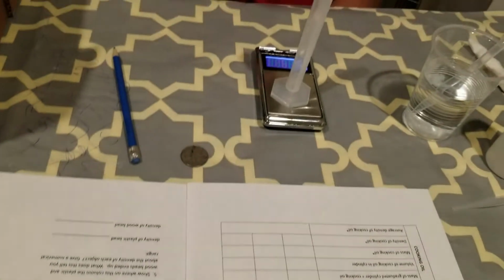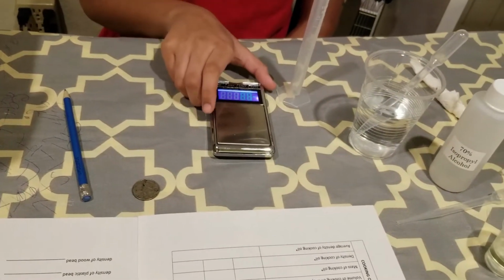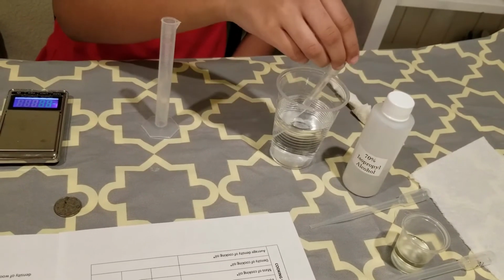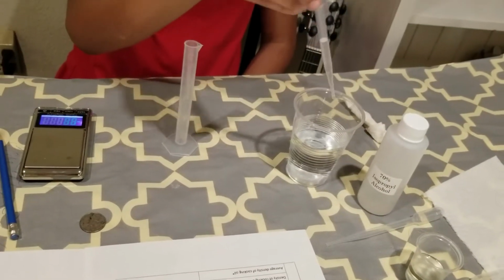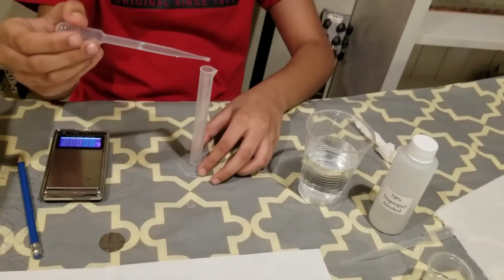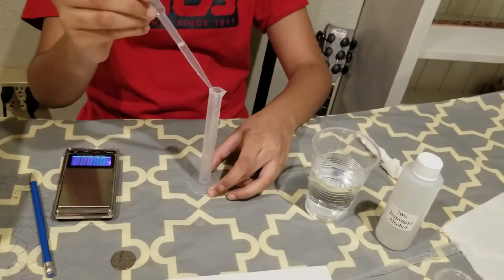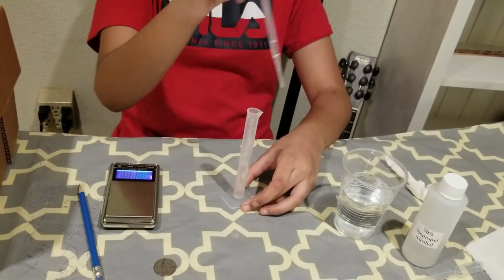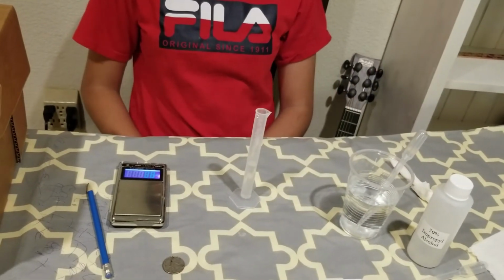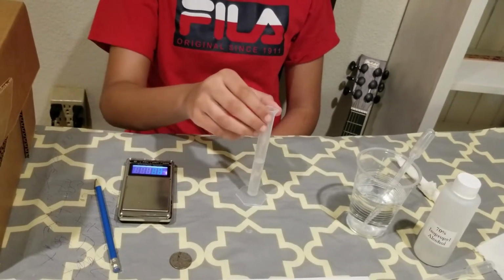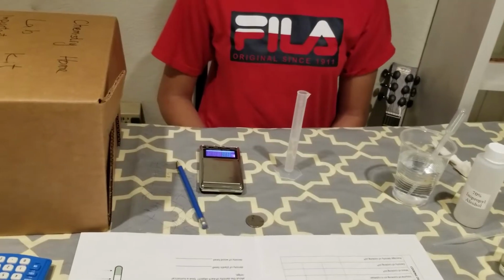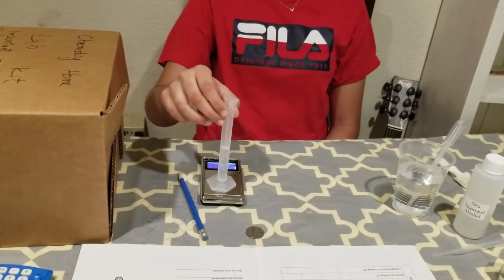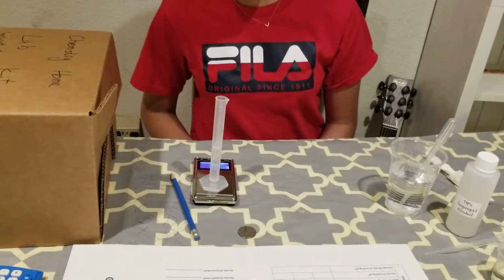Okay. Next, you will move the graduated cylinder away from the scale and add about 5 ml of water using the plastic transfer pipette. You may need to hold the graduated cylinder in one hand. Okay. If you see any air bubble, tap your cylinder a few times until they are gone. Place the cylinder back on the scale and record its mass under trial 1.